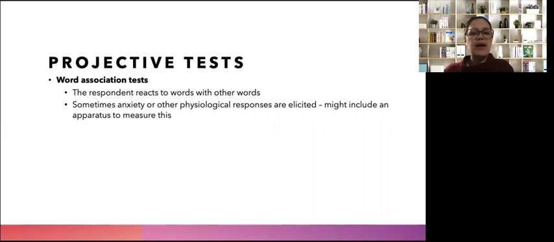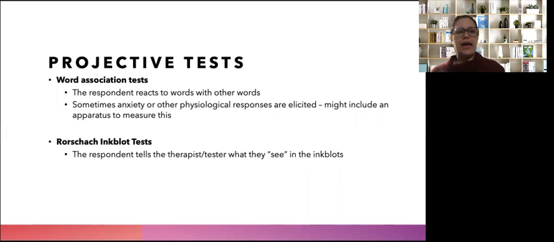Sometimes these tests can also produce physiological responses, so things like increased heart rate, temperature increase, the galvanic skin response, basically sweating. So an apparatus might be used to also measure these responses, right? Not just their word responses. And I'm not going to go into these in too much detail because they're pretty straightforward, the word association tests. But in just a moment, I am going to go into the other two types of projective tests in detail.